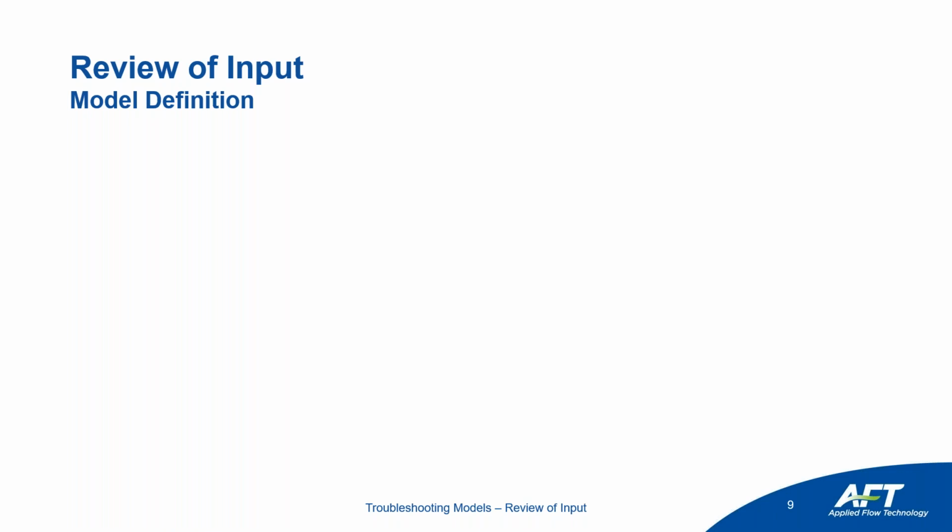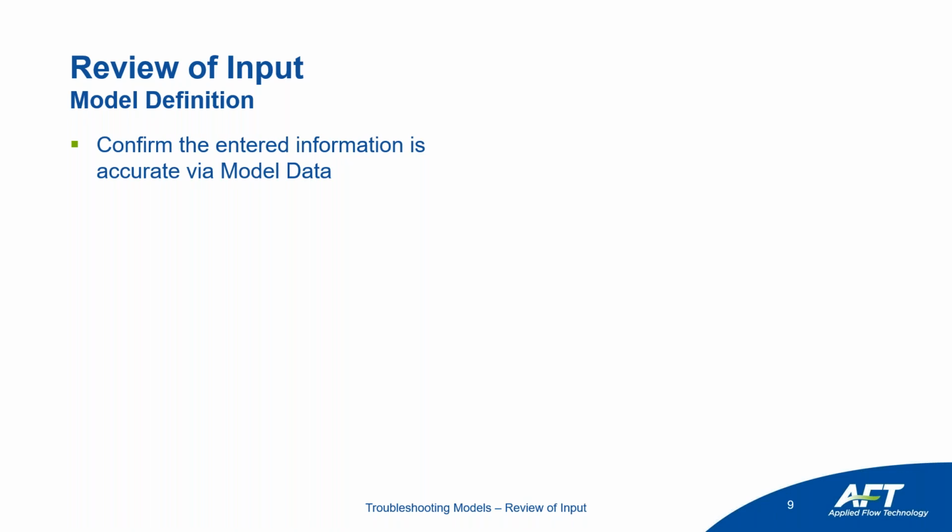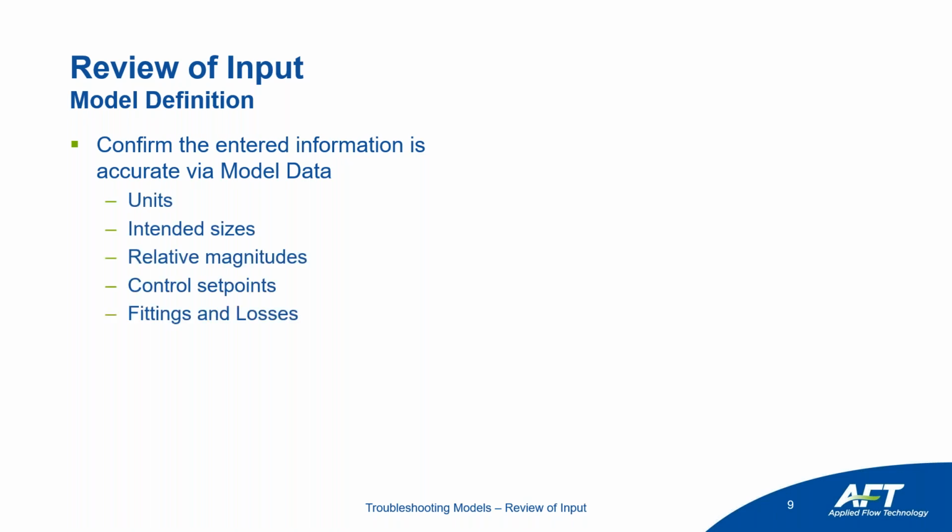Speaking of accurate input, now we can look at how we are defining the model. And here's where we'll start jumping into the software and looking at these different facets of where to look. So the first place I would check is confirming all of your information is accurate, and I would use the model data tab. This is great for looking at things like units or ensuring that your pipes are the intended sizes and lengths. The relative magnitude of these things is relatively consistent.